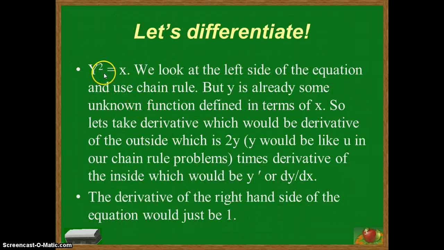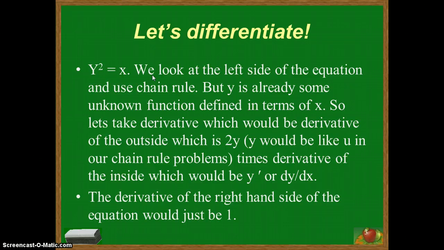Let's take the derivative implicitly of y squared equals x. Look at the left-hand side of the equation and use the chain rule. But y is some unknown function defined in terms of x, so that would be like what we let u equal in the chain rule. So the derivative of that, if it was u squared, we would say is 2u. But we're not going to use u, we're going to use y. So in this case, it's just 2y.